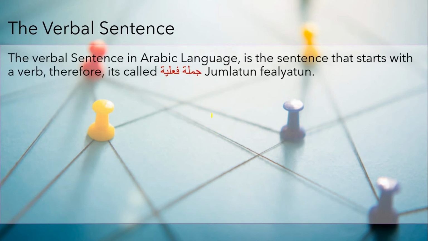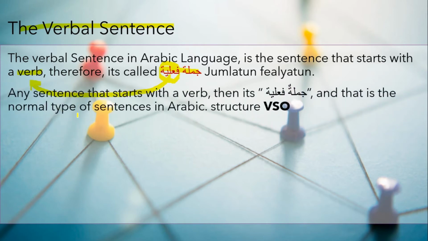Now let's shift to the verbal sentence. The verbal sentence in the Arabic language is exactly the same as the nominal sentence, but this time it starts with the verb. Therefore we call it jumlatun fi'liyatun. Fi'liya means verb, verbal. That's why we call it jumlatun fi'liya. Everything is related with the same name.